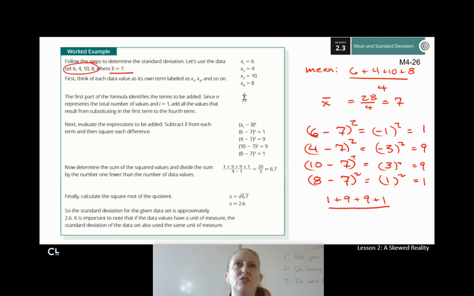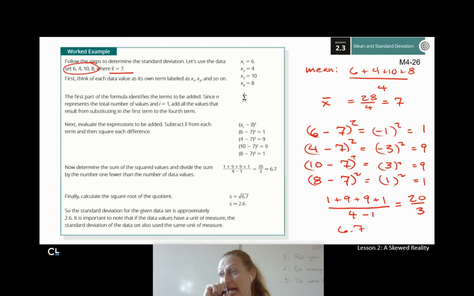We're used to doing average, where you take the number and divide by that many, so I divided by 4. For deviations, I need to divide by that number minus 1. That's important. So again, I'm going to grab my calculator. 1 plus 9 plus 9 plus 1 is 20. I'm going to divide by 4 minus 1, which is 3. And I get like 6.7 forever and ever.